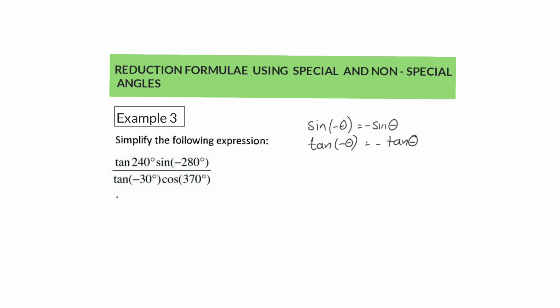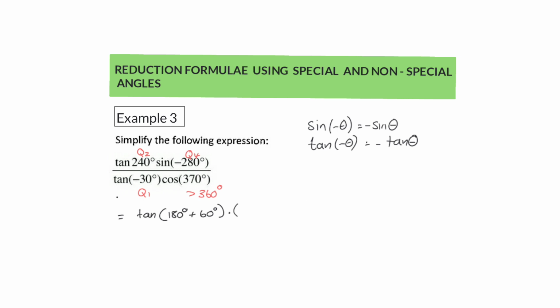So let's get the quadrants quickly. 240 is quadrant 3. And sine minus 280, the 280 is going to be in the fourth quadrant, quadrant 4. This is quadrant 1, and that is larger than 360. It's a large angle. Okay, so tan in the third quadrant, we're going to use our default formula, 180 plus something. What is the something? 60 to get to 240.